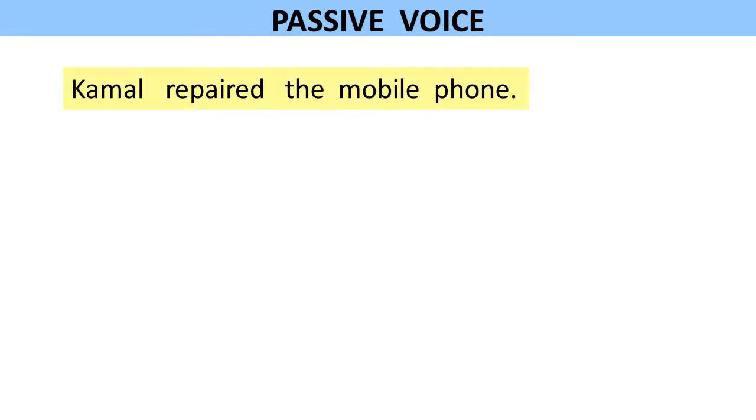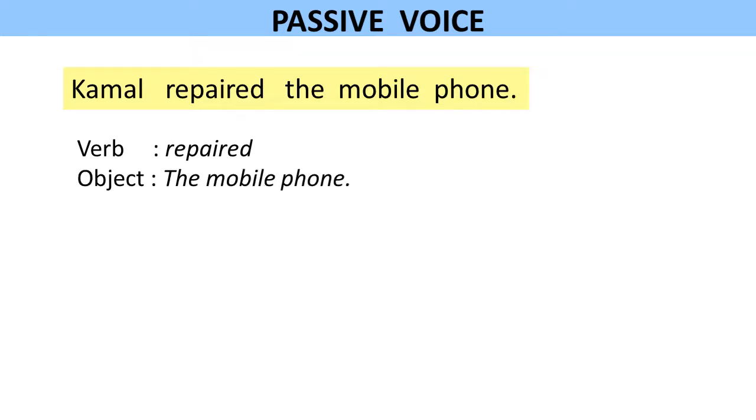Here let us see one example. Kamal repaired the mobile phone. In this sentence the verb is repaired and the object is the mobile phone, and we don't see any be form in this sentence such as am, is, are, was, were, or any other helping verb such as can, shall, will, or their past tenses. So we should write a be form in the passive voice sentence.